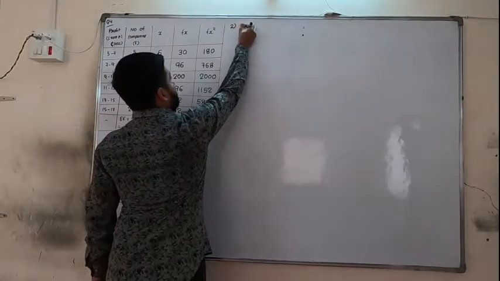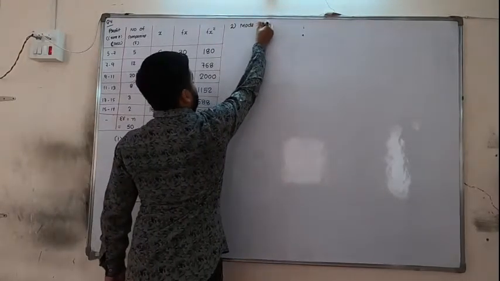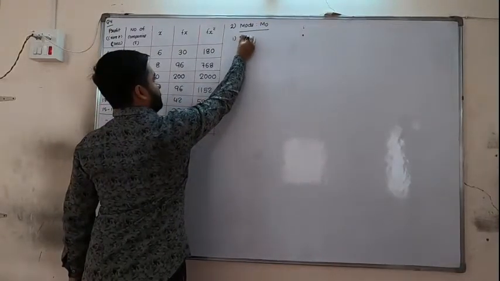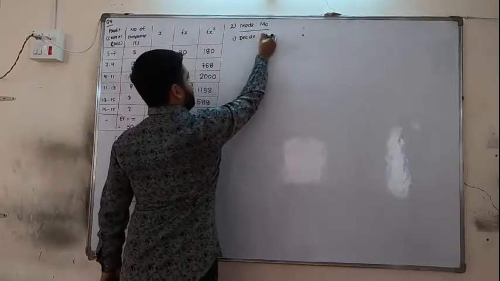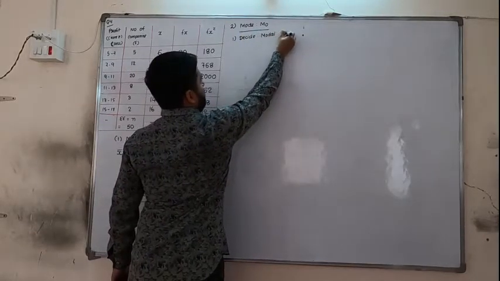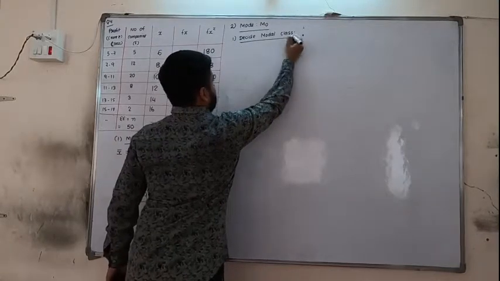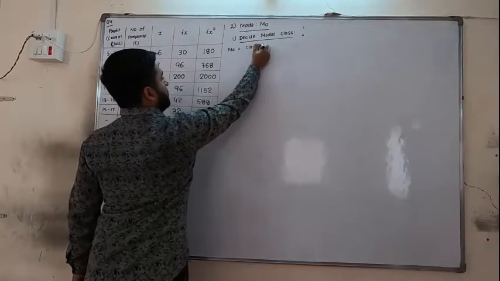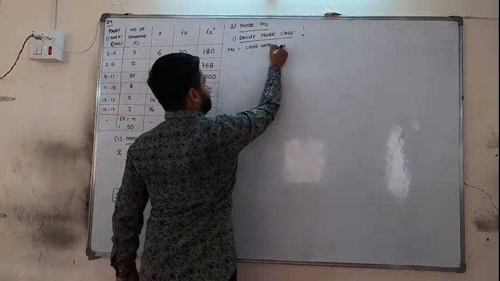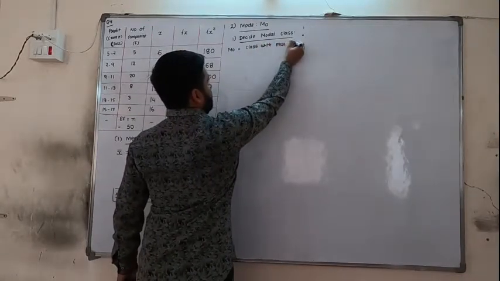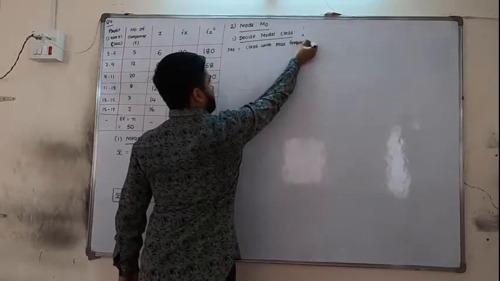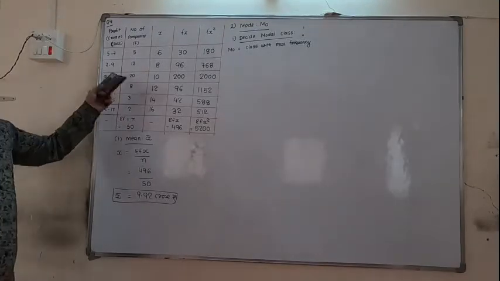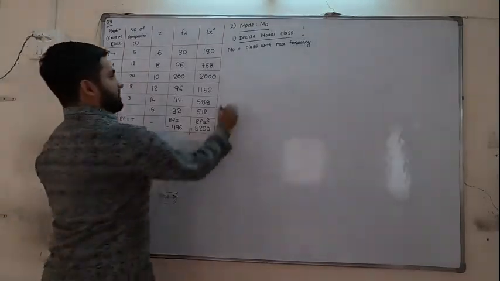Number 2, mode MO. First step, decide the model class. MO is equal to the class with maximum frequency. Okay, the maximum frequency here is 20 and its class is 9 to 11.